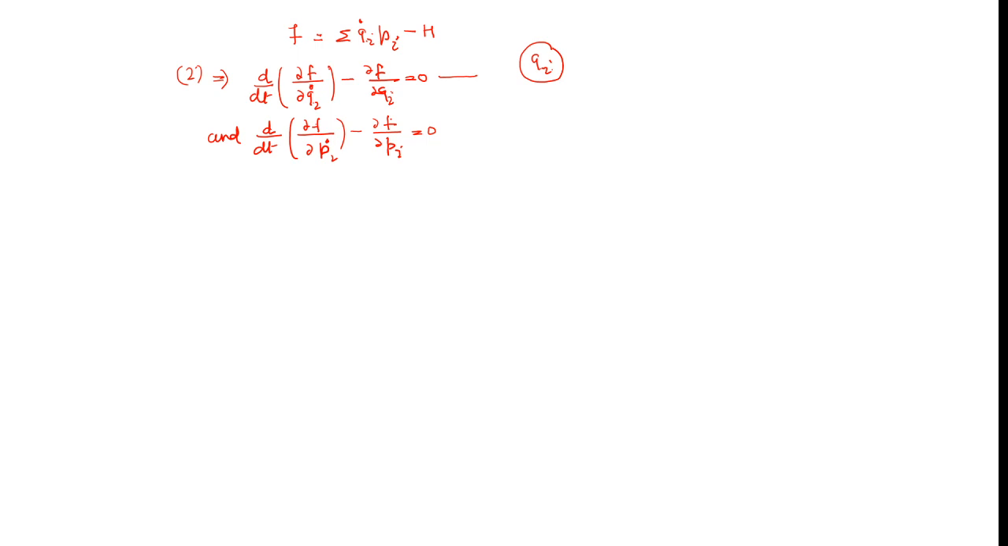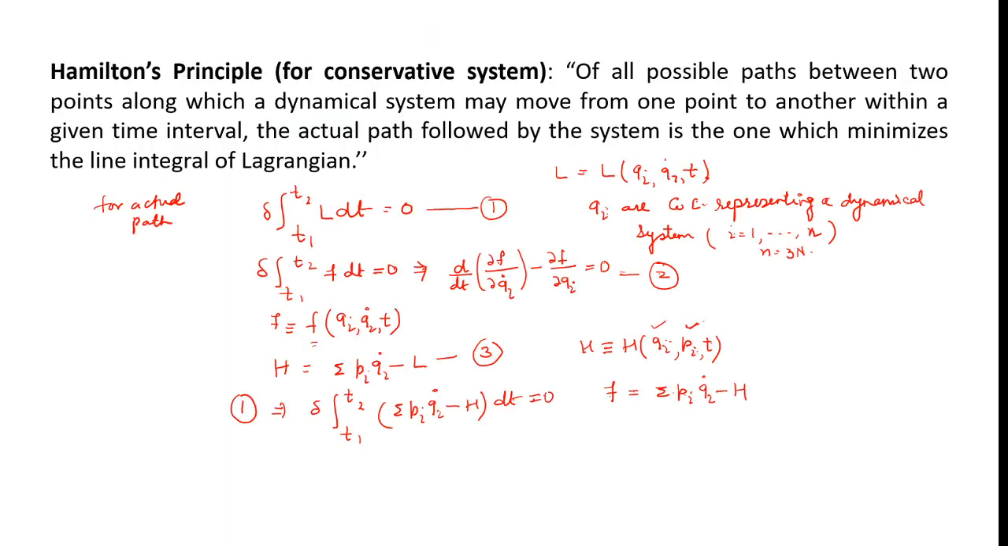And so you will have 2 relations. In fact, these are 2n relations because i is going from 1 to n. And now I'll use the definition of F, which I assigned the name equation number 4.